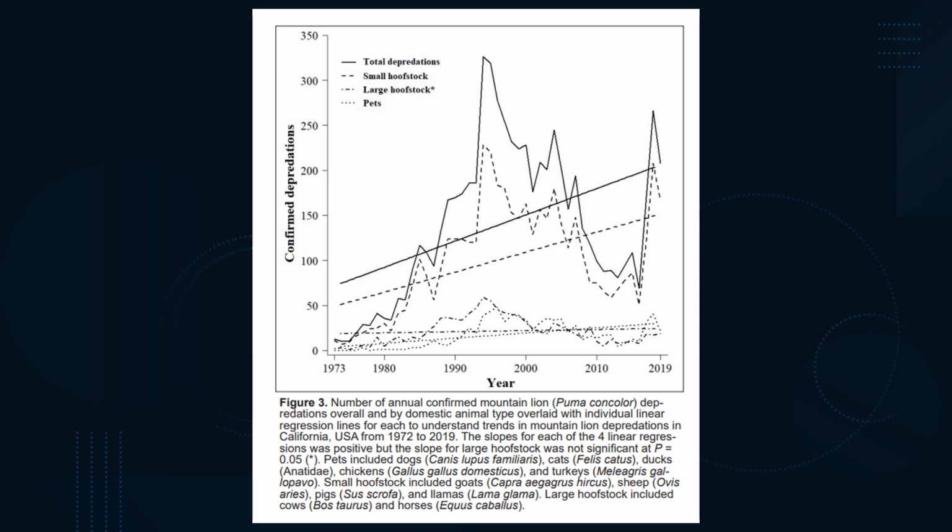In the graph here, we can see very obviously that there is an increase in the total depredation from 1972 to 2019. There is a pretty significant drop from what looks like about 2006 to 2014, which was that transition period. But if you look at the trend line, which is the solid black line that goes across the entire page, we can see that there has been a steady increase.